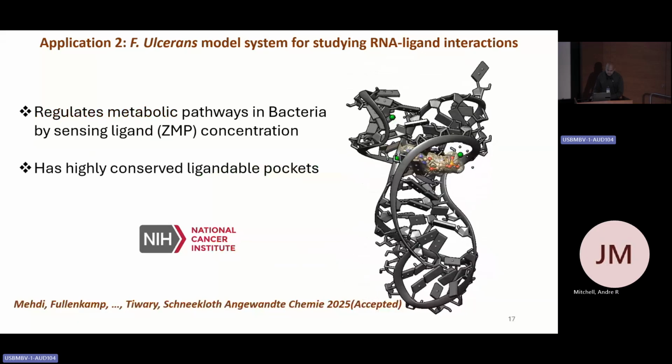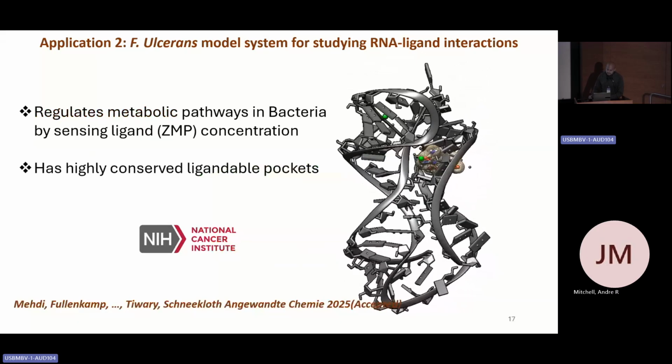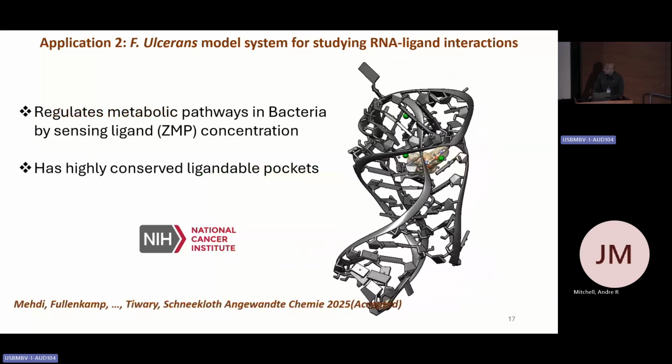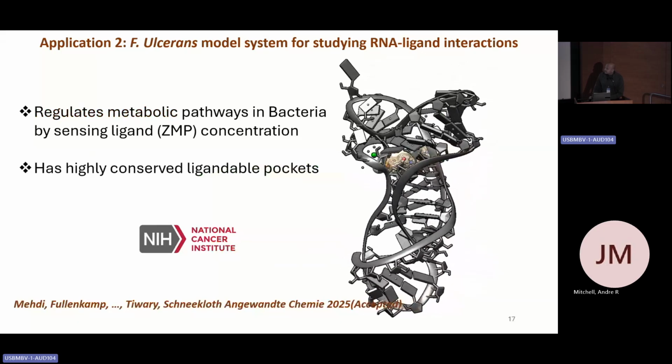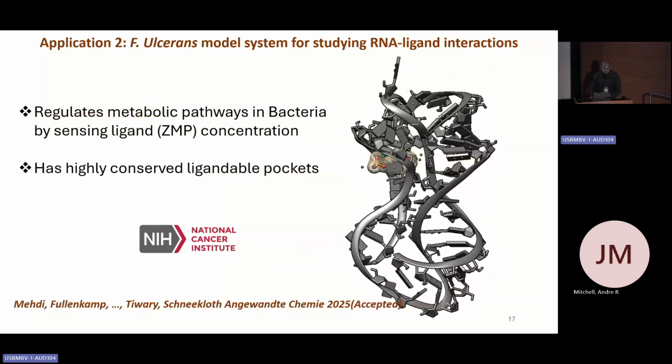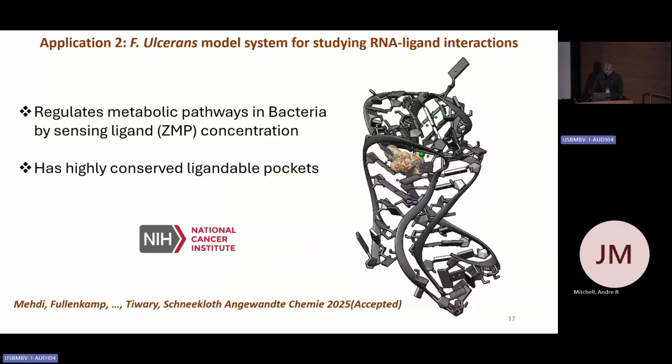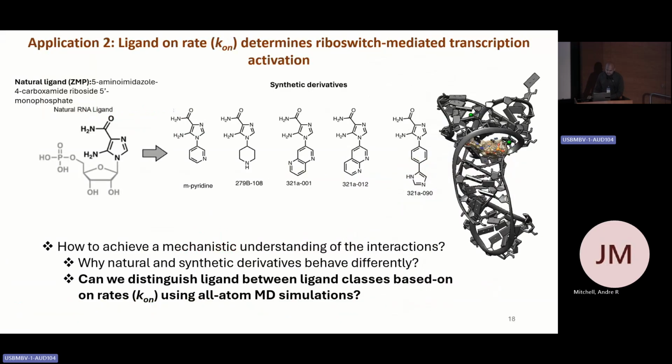This riboswitch regulates a metabolic pathway in bacteria by sensing a specific ligand concentration. It's also interesting to study because it has highly conserved ligandable pockets, which you sometimes don't get in RNAs. For this specific system, there is a hypothesis that the ligand on rate is what determines riboswitch-mediated transcription activation. So k-on is relevant. In the previous study for the protein ligand, it was k-off. Here it's k-on. And our experimental collaborators asked us how to achieve a mechanistic understanding of the interaction.